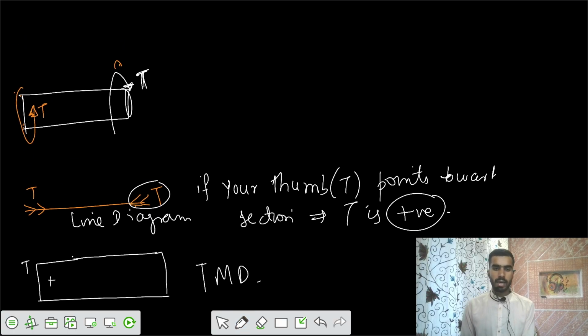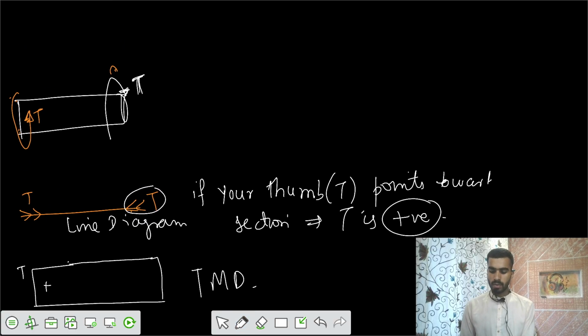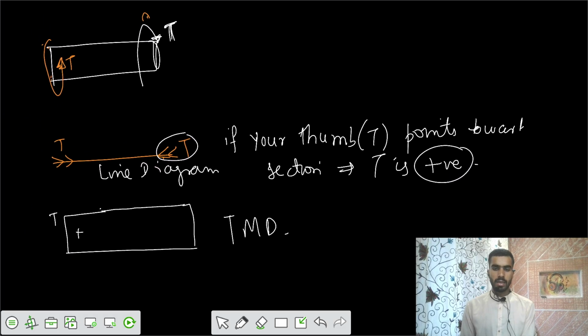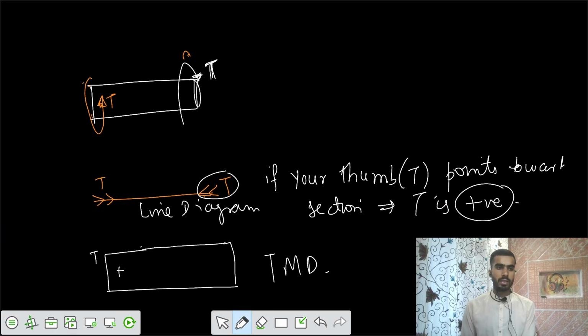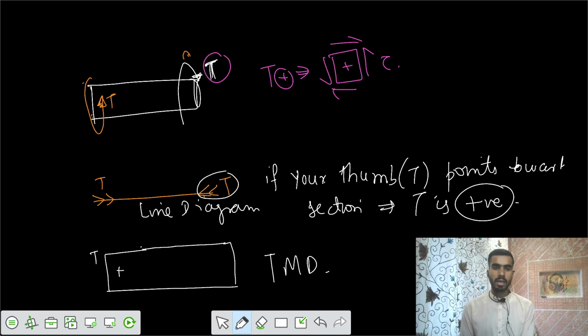Now, because of torsion, there is development of shear stresses. We will derive that equation also. If the torque applied is positive, the shear stress developed will also be positive. So if this was a positive torque applied on the section, the shear stresses developed would be positive.